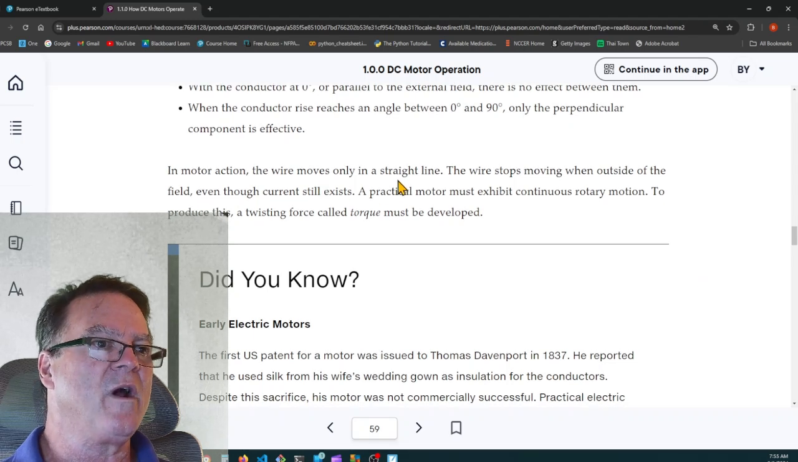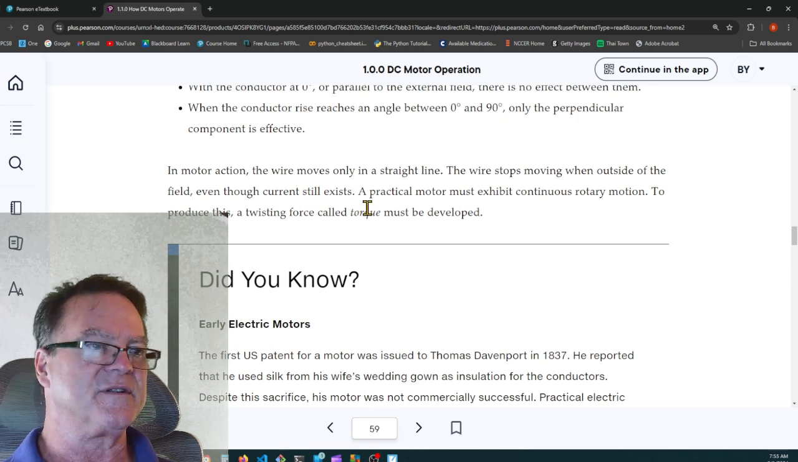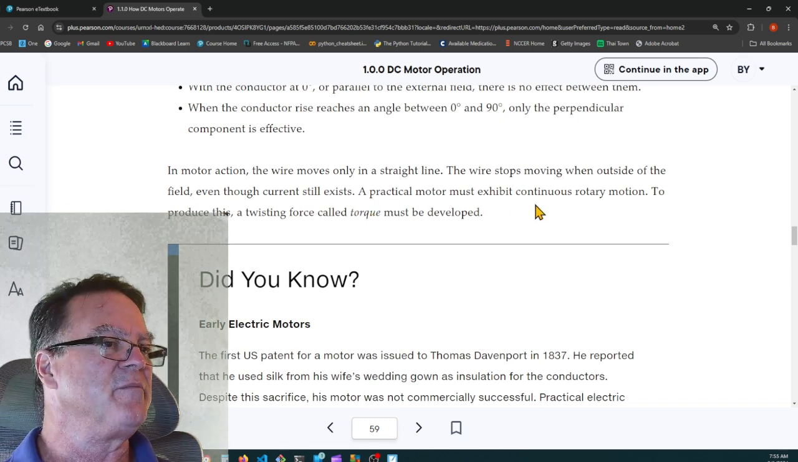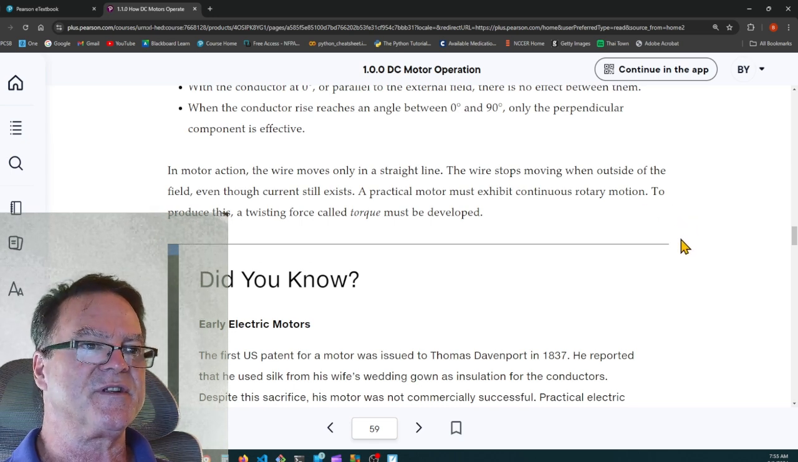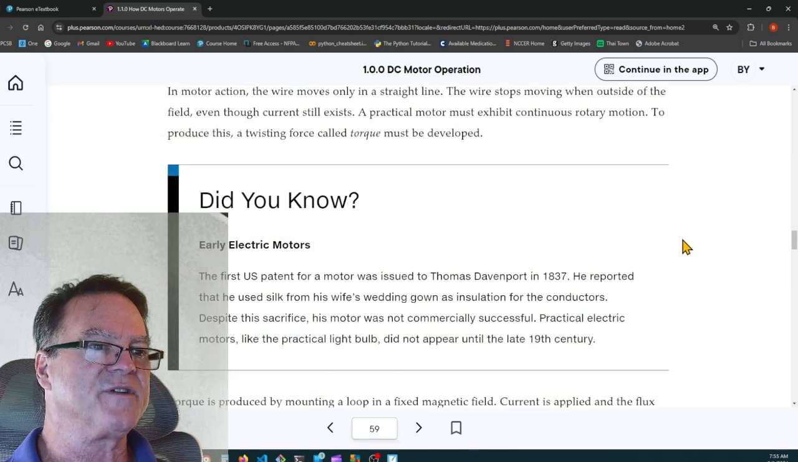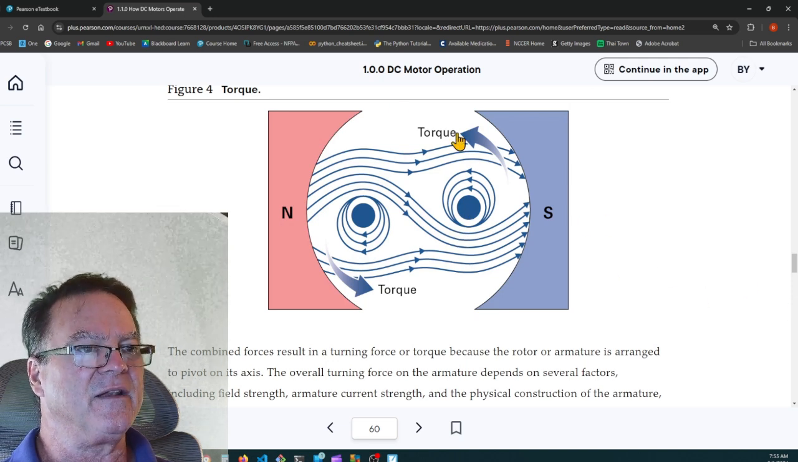In motor action, the wire moves only in a straight line. The wire stops moving when outside of the field, even though current still exists. A practical motor must exhibit continuous rotary motion, and to produce this, a twisting force called torque must be developed. So what they do is they take a loop of wire and put it on an axis, and then that loop of wire can turn freely inside of this north-south field.